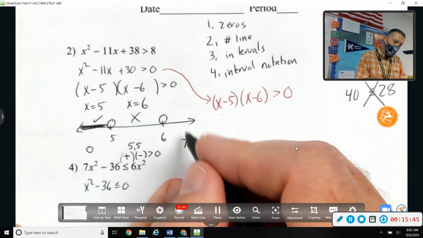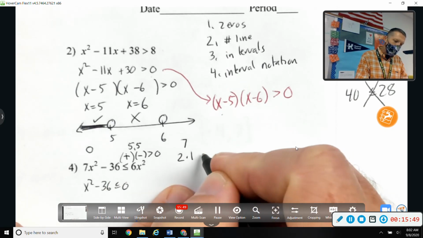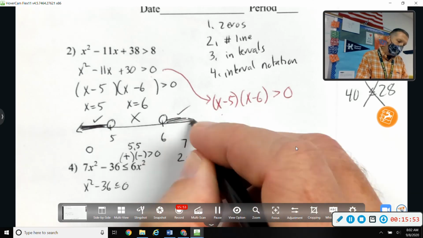And then plugging in 7. 7 minus 5 is 2. 7 minus 6 is 1. And 2 is greater than 0. Yes, yes it is.